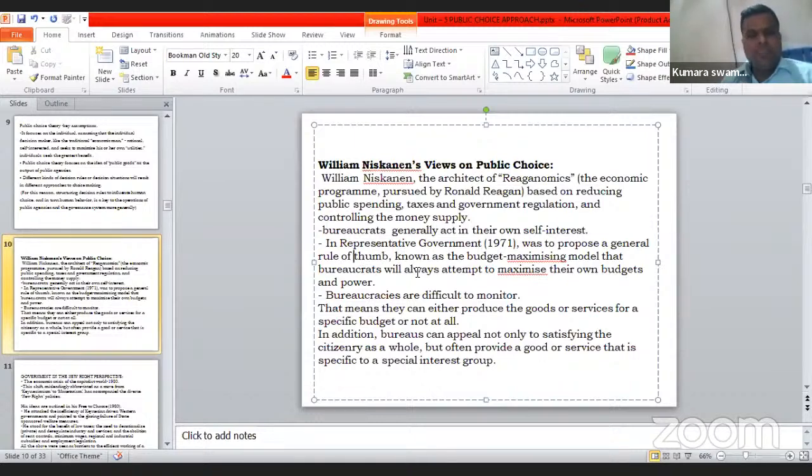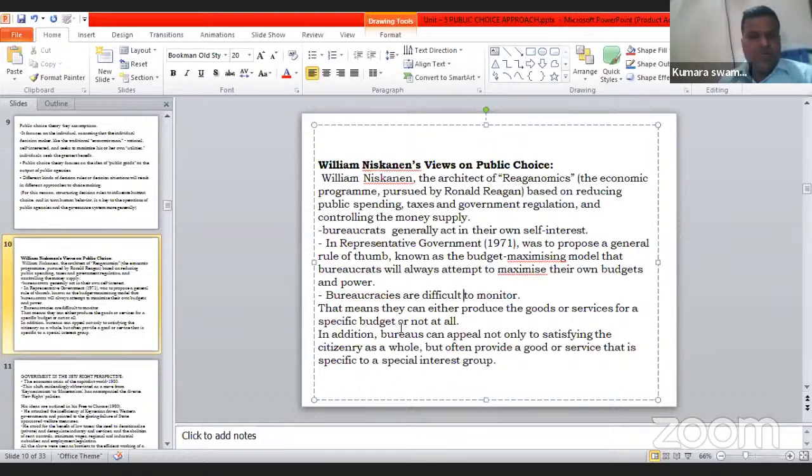And bureaucrats will always attempt to maximize their own budget and power. In this representative government book, he explained a few concepts and he opined on the government and bureaucrats also. So next one, in the Niskanen view, the public point of view, he says that bureaucracy is difficult to monitor. So they are saying that for the public good, they will use the public money for their self-interest.